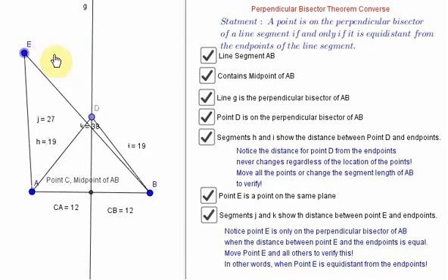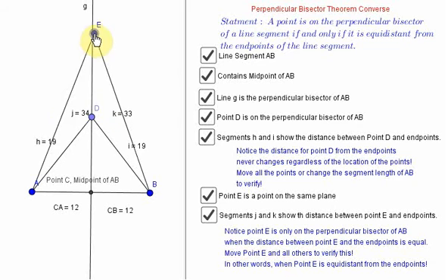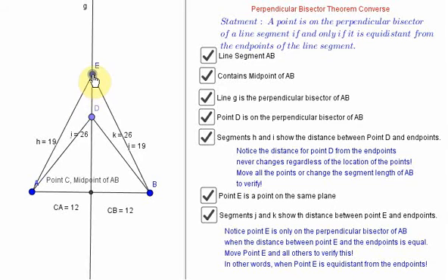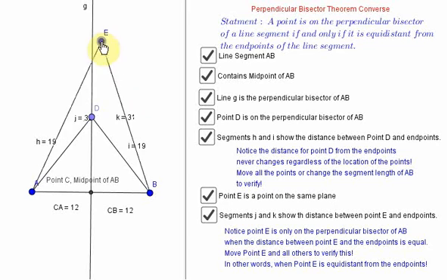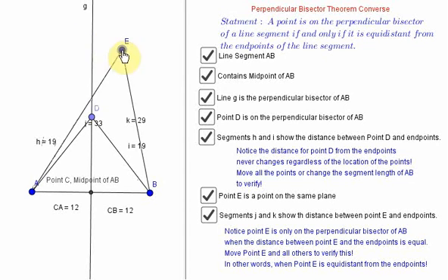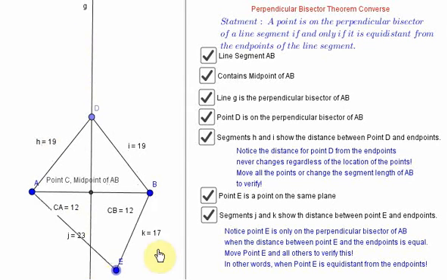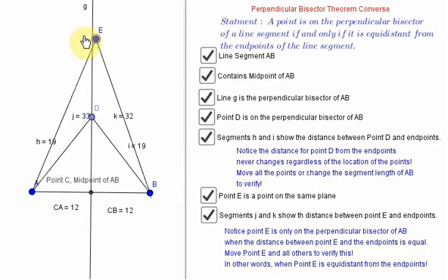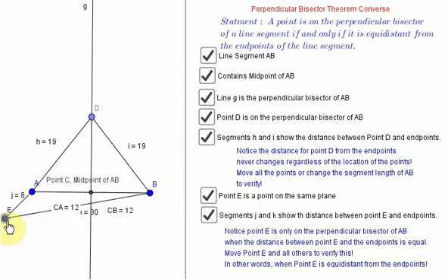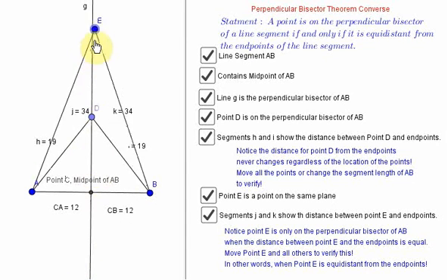And notice the only time that this distance is equal is if point E is on the perpendicular bisector, just like point D. As soon as we move point D away from the perpendicular bisector, the distances are no longer equal. And this works all around. Notice the distances are different, and then the distances become the same distance from the endpoints.